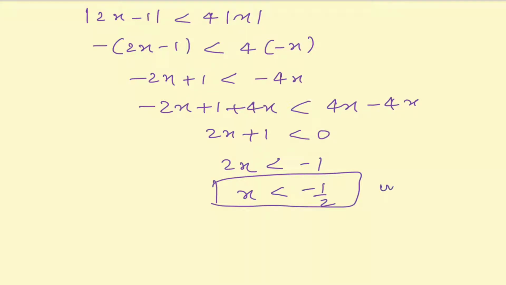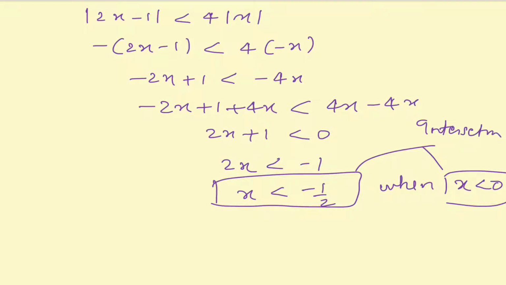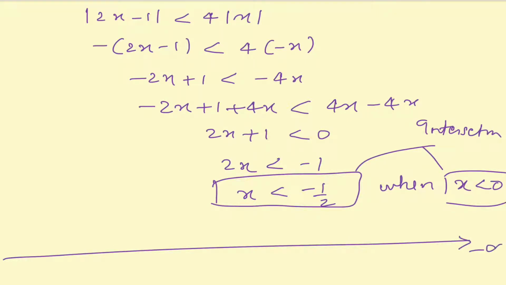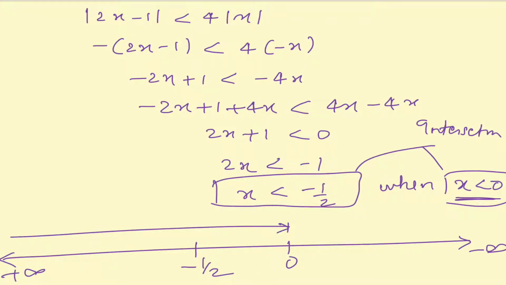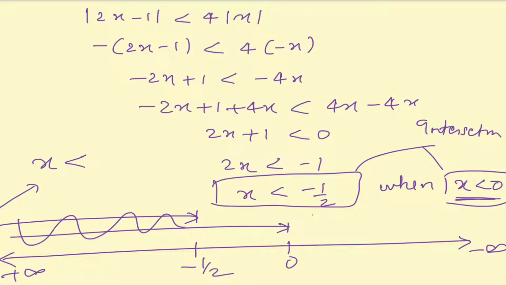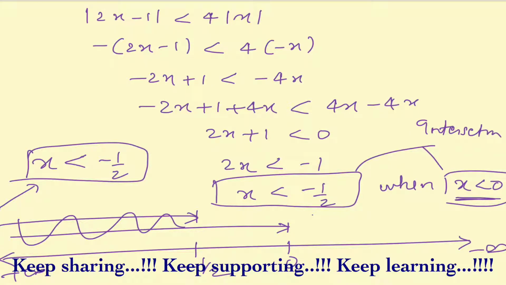When x is less than 0, we are going to take the intersection. For taking the intersection, we will draw the number line: x less than minus 1 by 2, minus 1 by 2, then 0. X less than 0 is this part, and x less than minus 1 by 2 is this part. So the common part is this. And in this case, the final answer will be x less than minus 1 by 2. This is the answer in the third case.